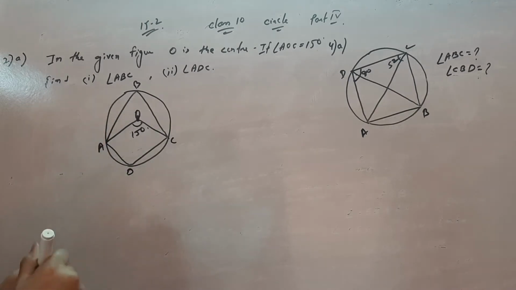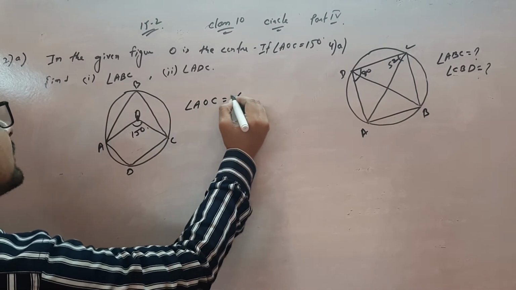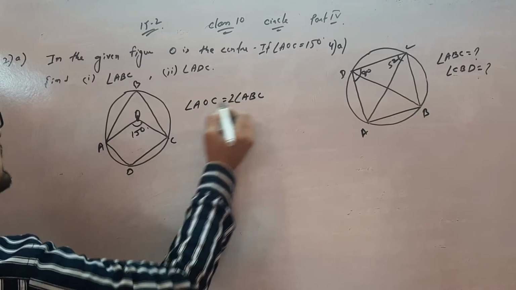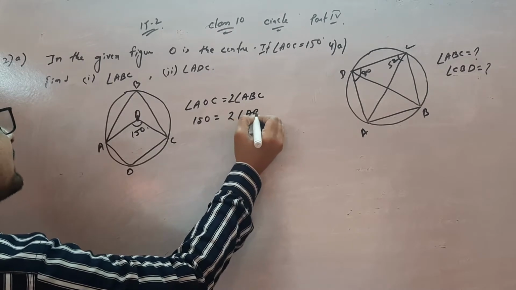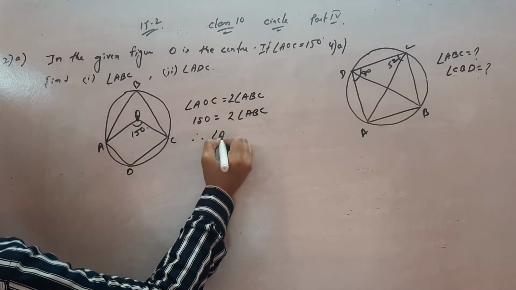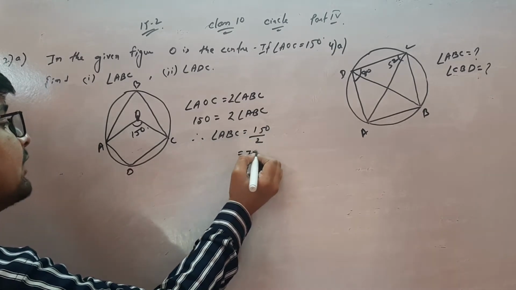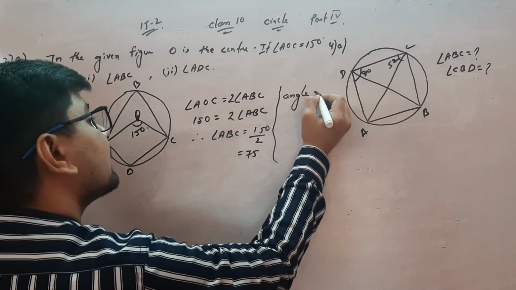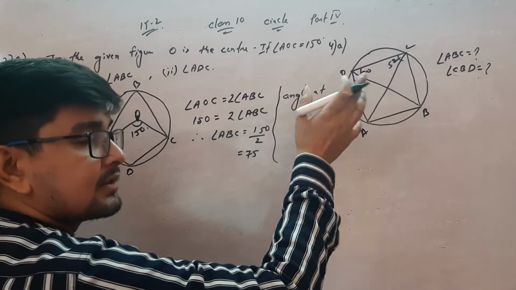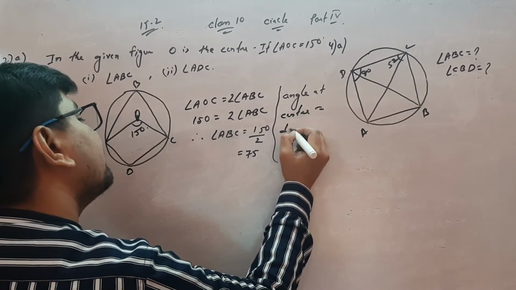We have studied this theorem, so we clearly write that angle AOC equals 2 angle ABC, that is 150 equals 2 angle ABC. Therefore angle ABC equals 150 by 2, it's 75. Write the theorem: angle subtended by an arc at the center equals double the angle at the remaining part of the circle.